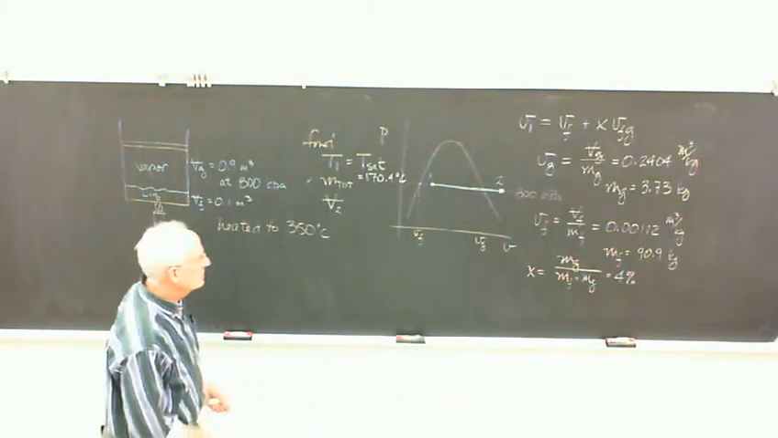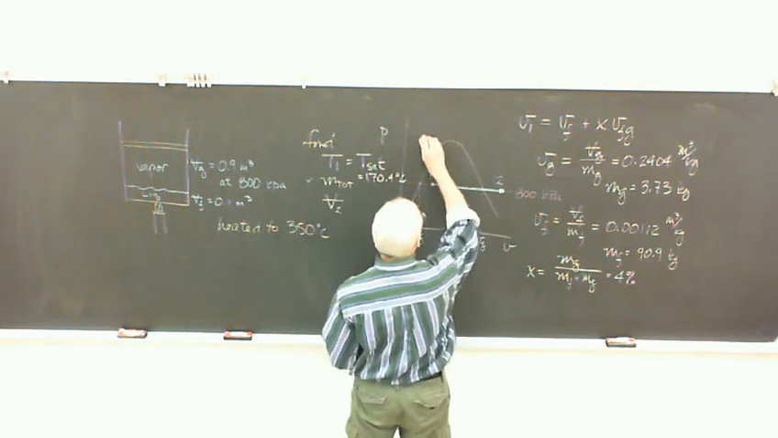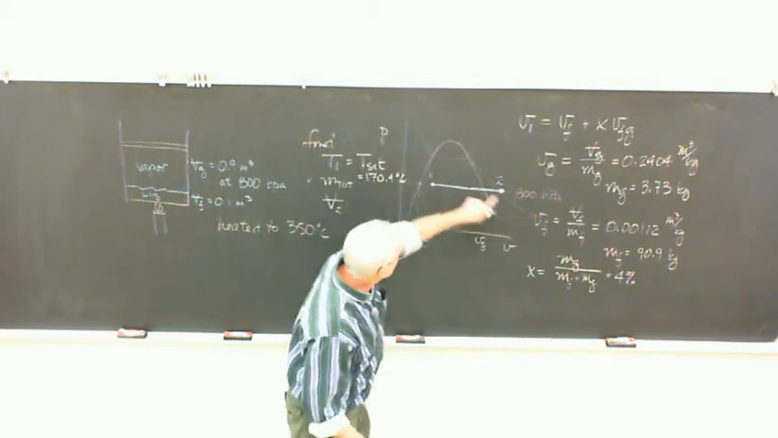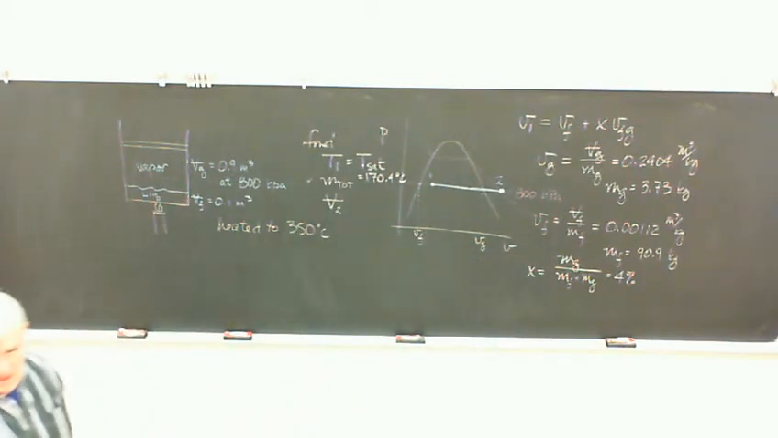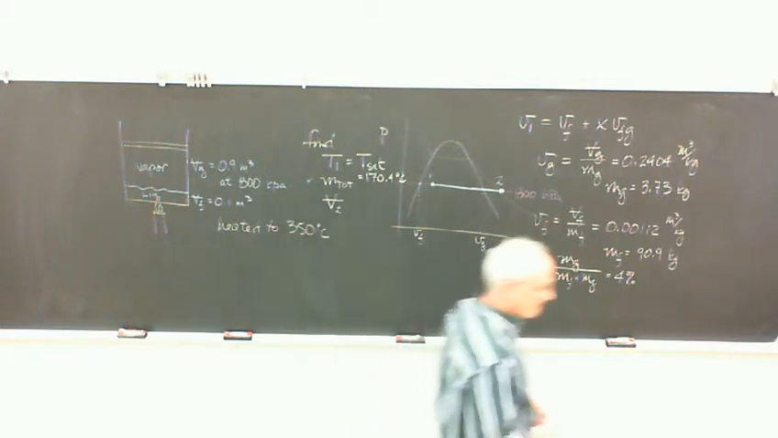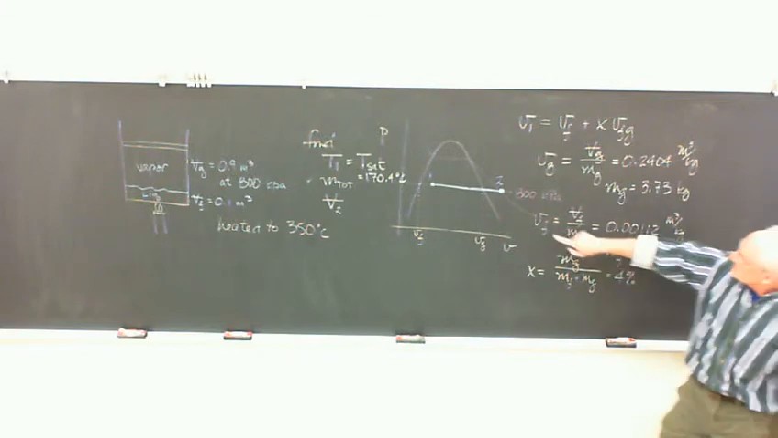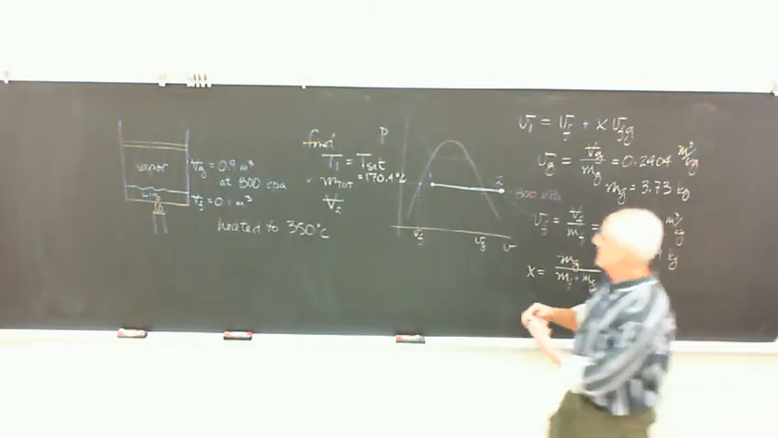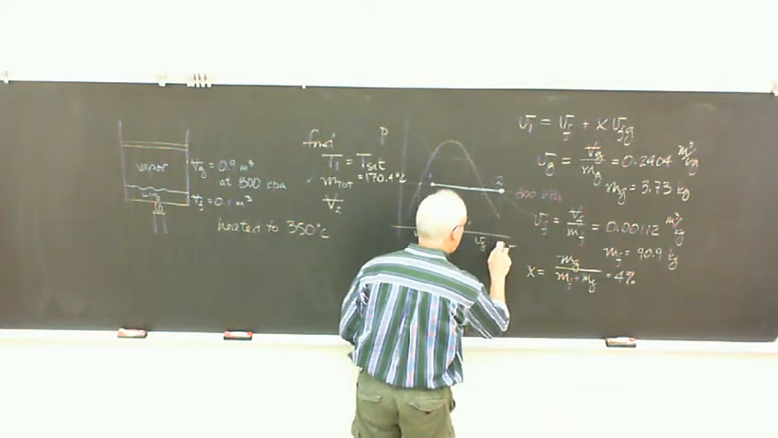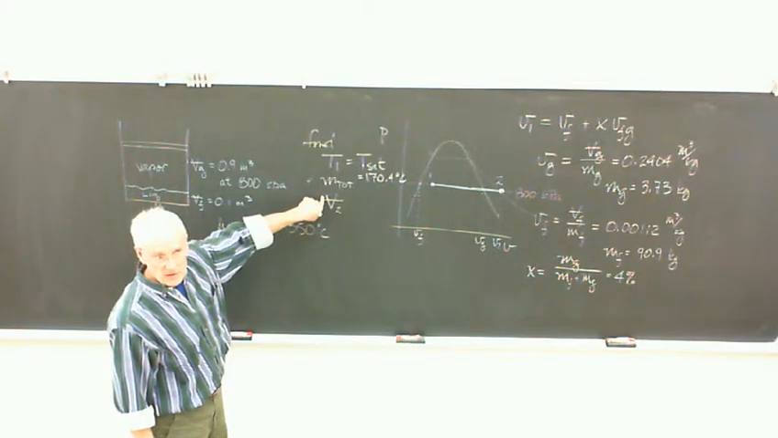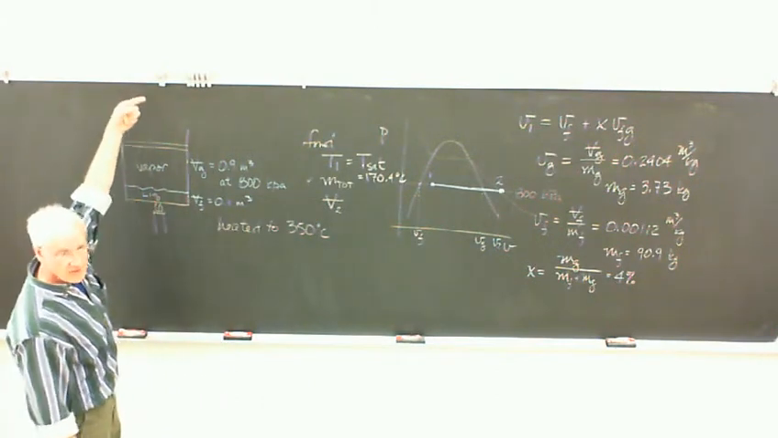So there's state point two. Remember the temperature lines do something like this. So there's a 350 degree line that goes right through there, and we can fix state point two then. So we know state point two. If we can find the specific volume at that state, we can then use that with the mass to find the total volume of the system to find out how far that piston's moved.